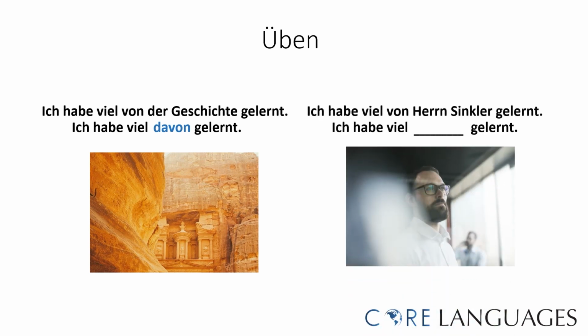And how about this example? "Ich habe viel von Herrn Sinkler gelernt." I've learned a lot from Mr. Zinkler. In this example, we cannot use a da compound because we're referring to a person. So I have to say, "Ich habe viel von ihm gelernt." I have learned a lot from him.